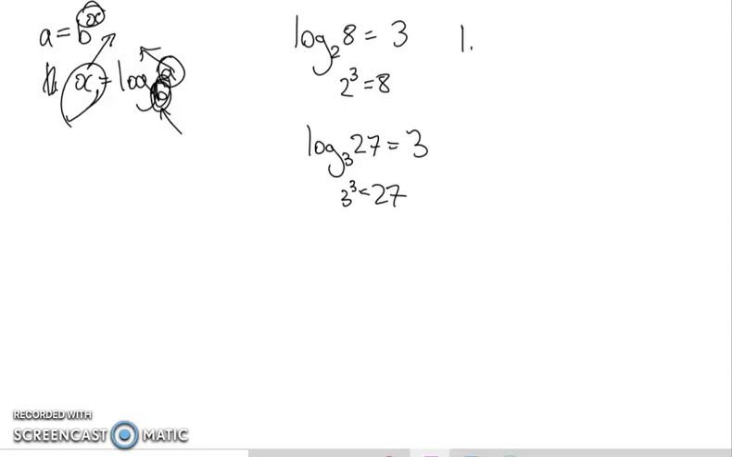Yeah? Now, log base 3 of 1/9. What do you think that's going to be? It's going to be negative 2 because 3 to the power of negative 2, that's just 1 on 3 to the power 2. If you recall from earlier in the video where we learned the rule where a to the power of negative n is equal to 1 on a to the power of n.